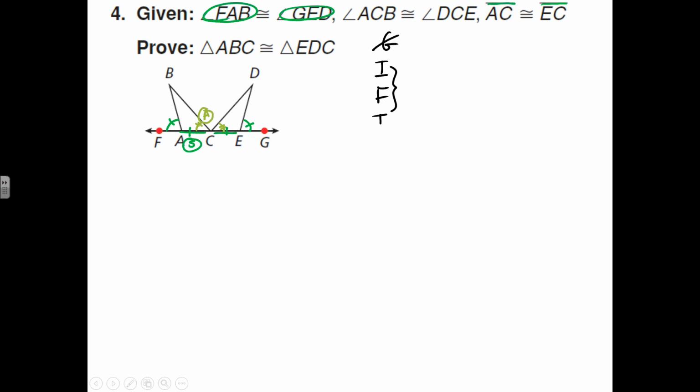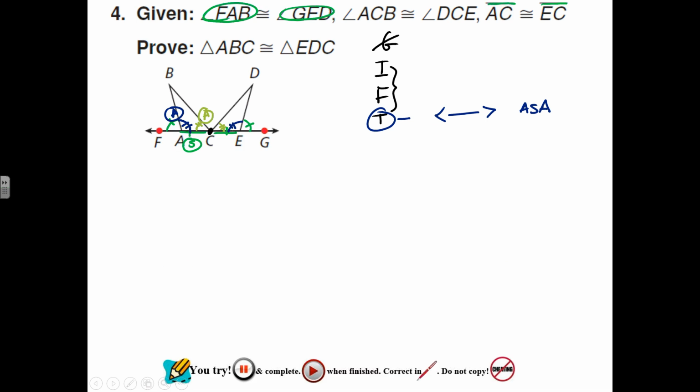Implied and freebies. There's no freebies here. There's no vertical angle. There's no reflexive sides. But what's implied indirectly: these two inner ones are going to be congruent because they both have a linear pair, which gives us another pair of angles. So you can kind of see the shortcut we're going for. This is a candidate for angle-side-angle. It is your job now to write a two-column proof. Pause the video, write your two-column proof, then get out a red pen to check. Pause.